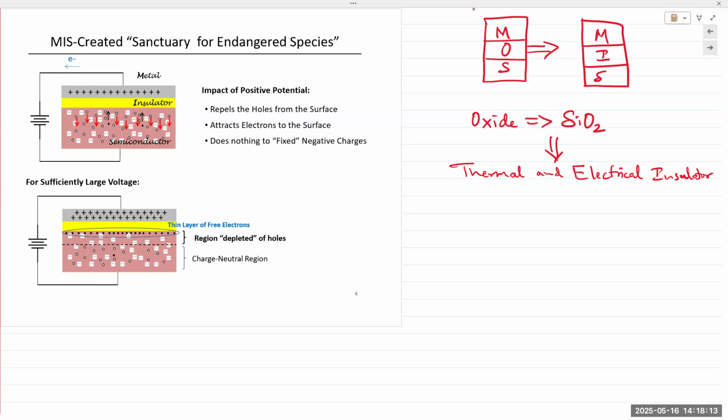I like to call it conductor, insulator, and semiconductor. CIS or SIC, either way. So all three of them are in there. You have a conductor, you have an insulator, and you have a semiconductor. And that's what is in pretty much every microchip that we use today.